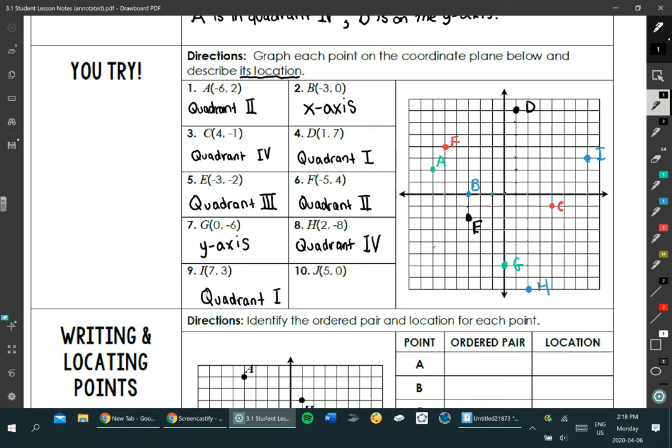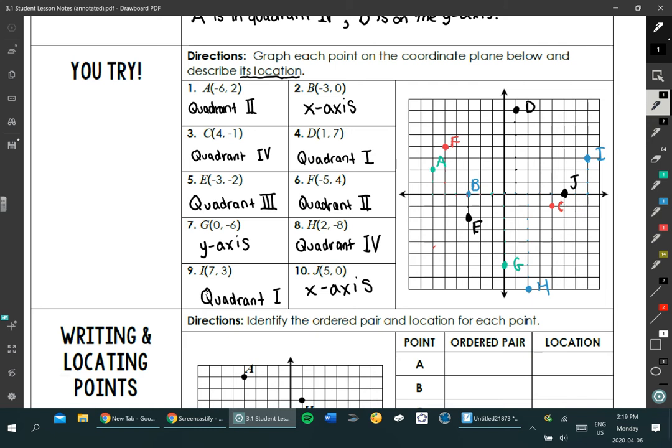And finally, we have our last point, point J, which is at 5, 0. So our x-coordinate is 5, so we move to the right 5. 1, 2, 3, 4, 5. Our y-coordinate is 0, so we do not move up or down. That means we can just put our point right there, and that's point J. Okay, and that one, similar to point B, is located on our x-axis.